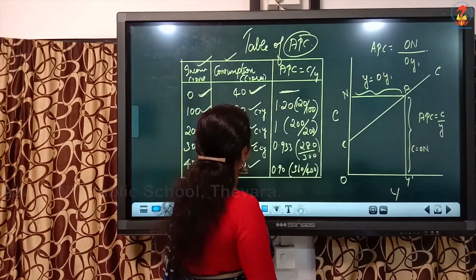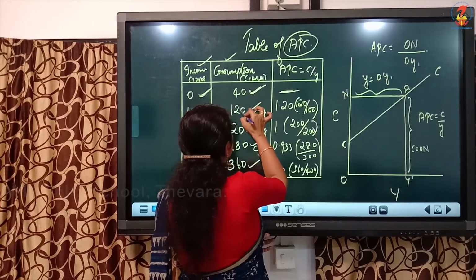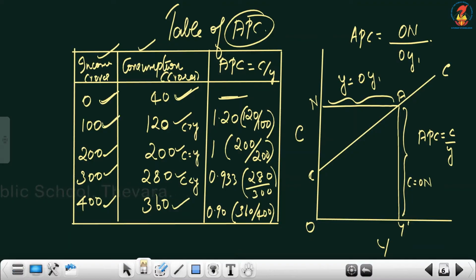Now, the next one is C by Y. The next consumption level is 120 and the income is 100. So, what is 120 by 100? 120 by 100 is 1.20. Next, the consumption value is 200 and the value of income is 200. C by Y will give you 200 by 200 is equal to 1. So, value of APC is equal to 1.